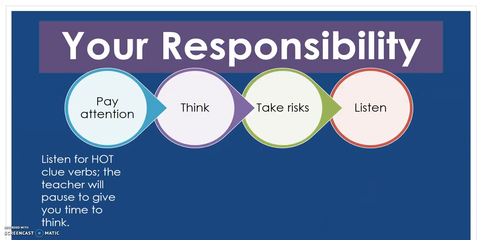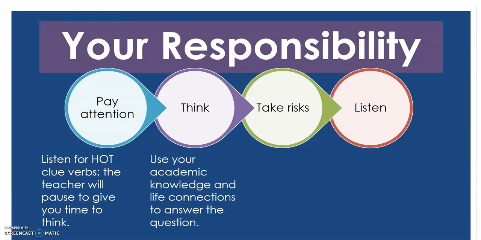Now, your responsibility when a higher order question is asked or when a task is posed in front of you, much like this card sort, you're going to pay attention, think, take risks, and then listen. So first you're going to listen for hot clue verbs, any of the verbs that you saw on that sheet. These might be in your learning targets, they might be in the directions. If a teacher asks a higher order question, a lot of times they will give a long pause or wait time for you to think really carefully about that question. When you hear that pause in the classroom, that is the clue for your brain to start thinking.